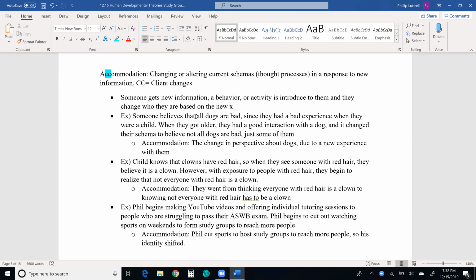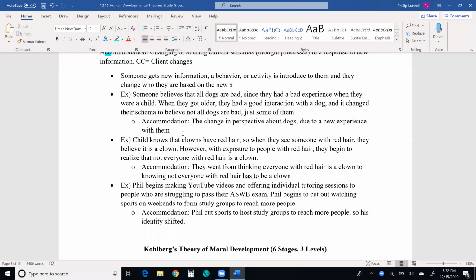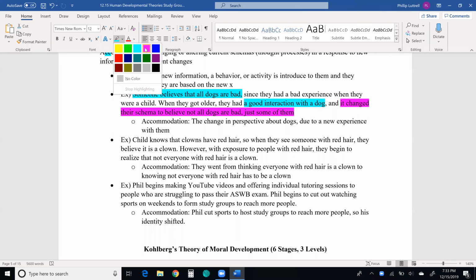So a couple of examples here. Someone believes that all dogs are bad since they've had a bad experience when they were a child. So when they got older, they had a new interaction with a dog and it changed their schema to believe not all dogs are bad, just some of them. So the component of accommodation here is the change in perception about dogs due to a new experience with them. So it went from someone believing that all dogs are bad to them having a good interaction with a dog, which changed their schema to believe that not all dogs are bad. So it entirely changes their demeanor around what they're going to do associating to it.